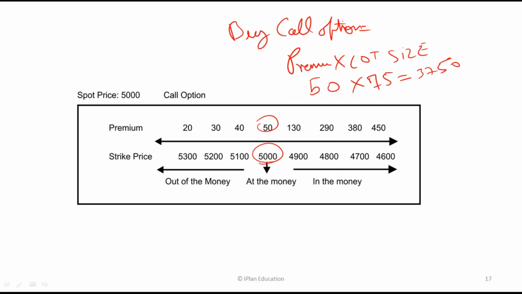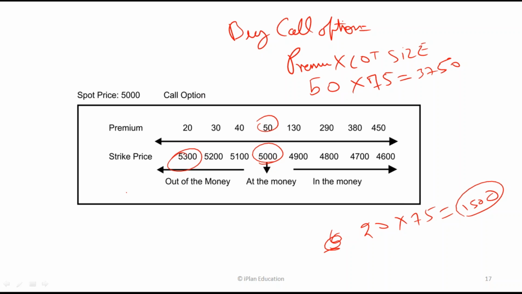And if you're planning to buy an out of the money contract of 5,300, in that situation I have to pay a premium of 20 into lot size of 25. That means hardly 1,500. Okay, so this is what I have to pay.